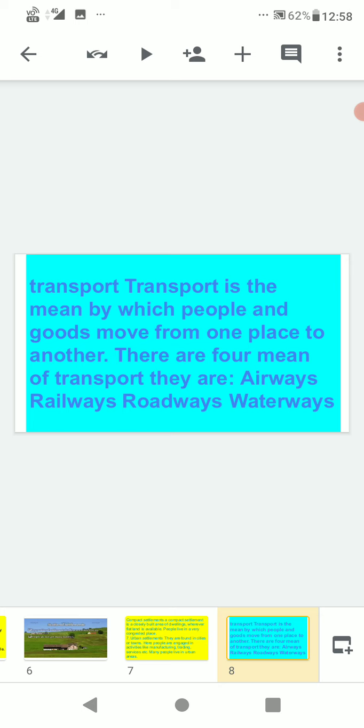Students, you will list the different modes of transport used by the students of your class while coming to school. This is your work. So the four major means of transport are roadways, railways, waterways and airways. We will read about these four major means of transport in the next video.